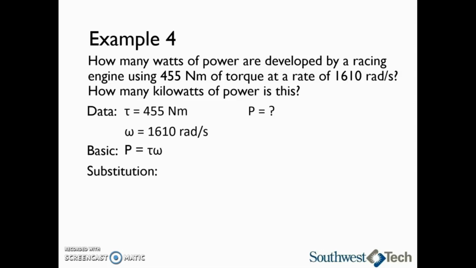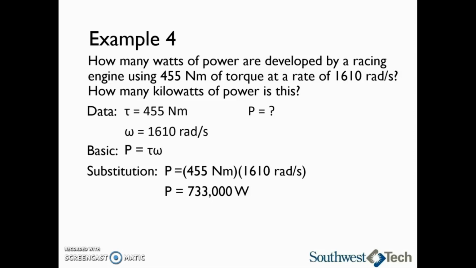The next step is to substitute in our data. Power is equal to 455 Newton meters times 1,610 radians per second. This gives us power of 733,000 Newton meters per second, or watts.